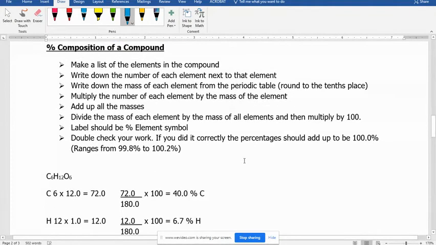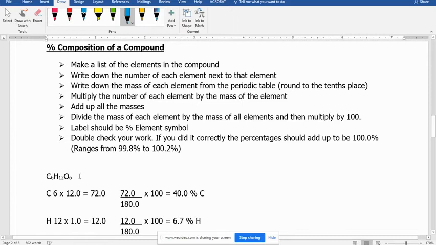All right, the next one is percent composition of an actual compound. So we're going to give you a compound and we're going to ask you the percent composition for each element. And there's some steps involved in this. It's still the part over the whole, but I'm going to show you how to get that information off of the periodic table.